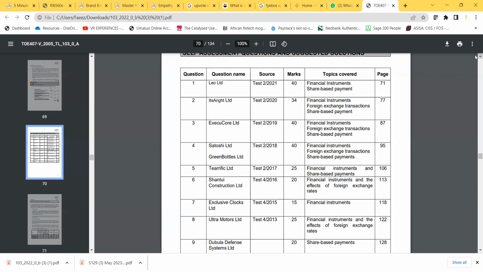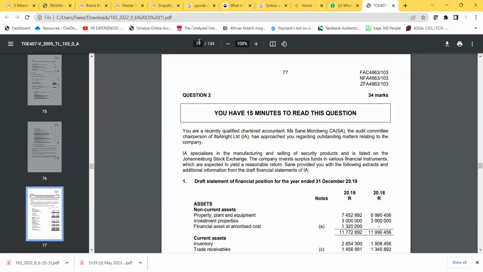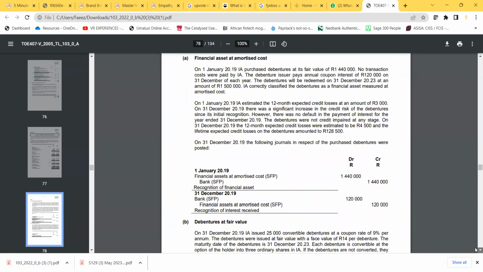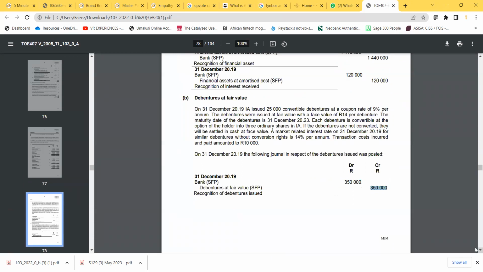So let's go on to this particular question now again. So remember what we said? If you struggle with a journal, start with the easy part. Identify the bank and then solve the other part. Okay, so here they're telling us on 31 December 2019, IA issued, so it's either liability or equity, 25,000 convertible debentures at a coupon rate of 9% per annum. So when you see convertible debentures, then you know it's kind of like a hybrid instrument. So that means there has to be a liability and an equity component.